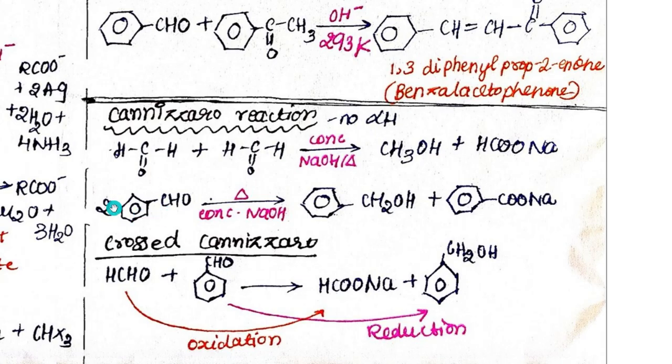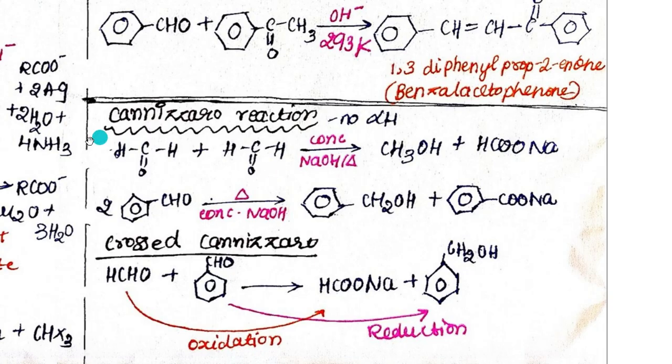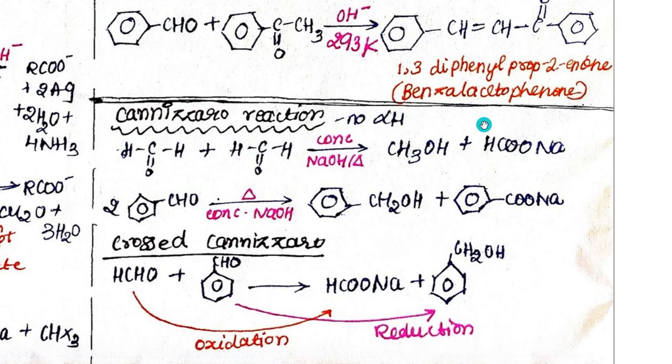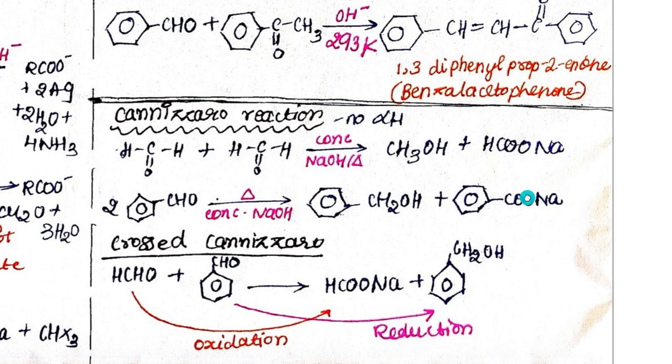And similarly, if I take an aryl aldehyde, benzaldehyde, 2 moles again, it will give me one, as you can see, CH2OH, it has become an alcohol, aldehyde to alcoholic group, right? And the second one, we have COONa. As you can see, the first one becomes the alcohol and the next one becomes the COONa group.